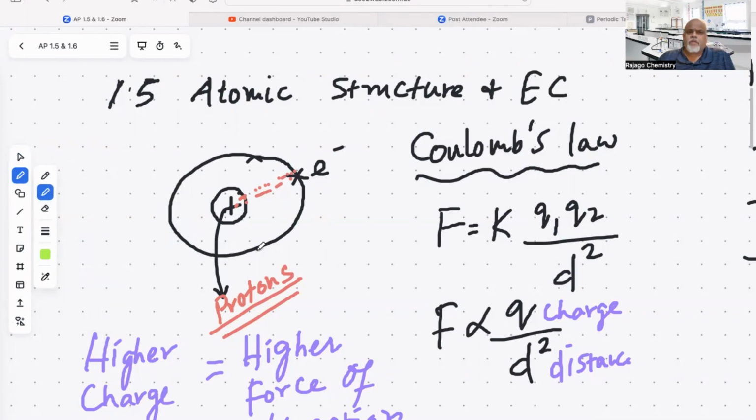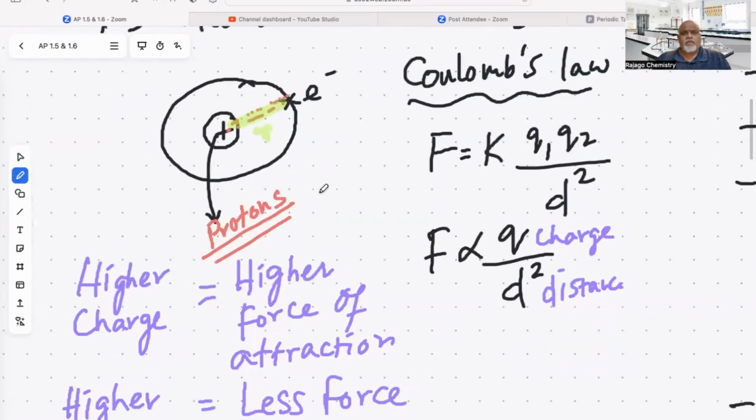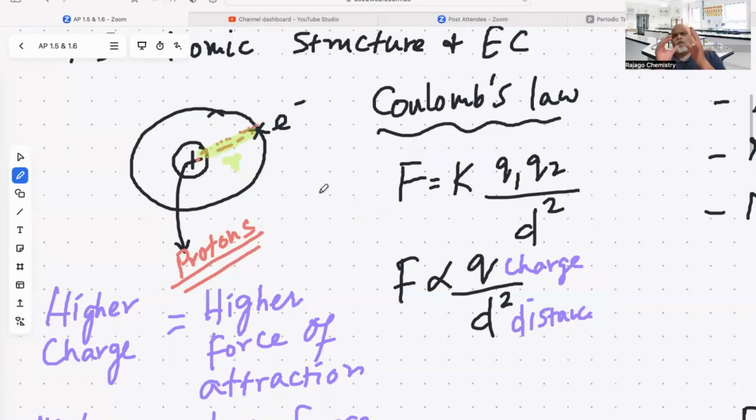electrons revolve around the nucleus and the protons are inside the nucleus, and you have a specific distance, and the radius is nothing but how far away from the nucleus the electrons are located. The most important law that defines this is Coulomb's law. Coulomb's law says the force of attraction is equal to k q1 q2 by d square.